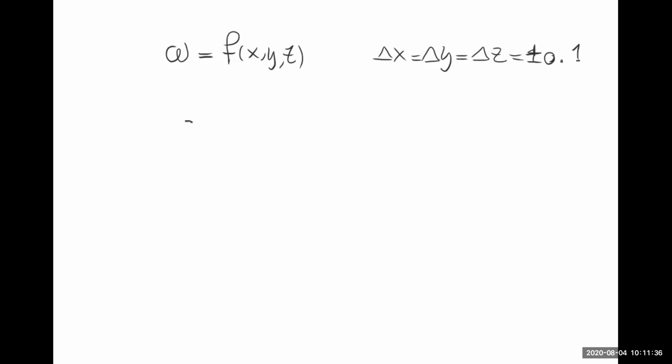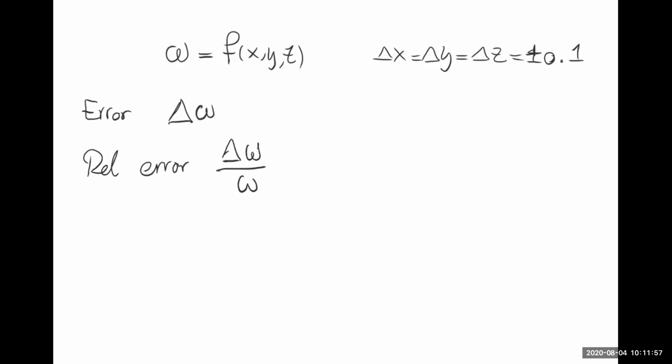Error is simply delta W. Okay, that's simply the error. But there is something else called relative error. And that's equal to delta W over W. That's the relative mistake we might have. So let's look at this example we had.